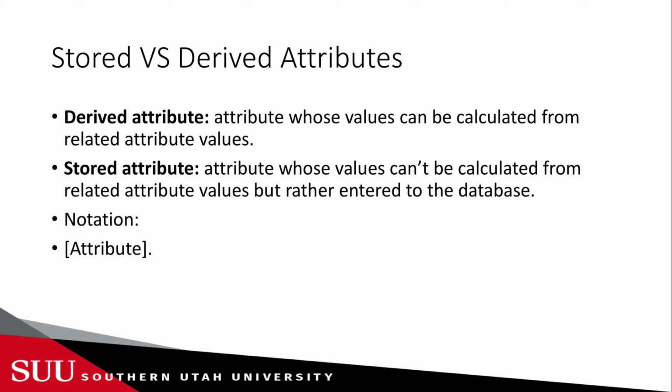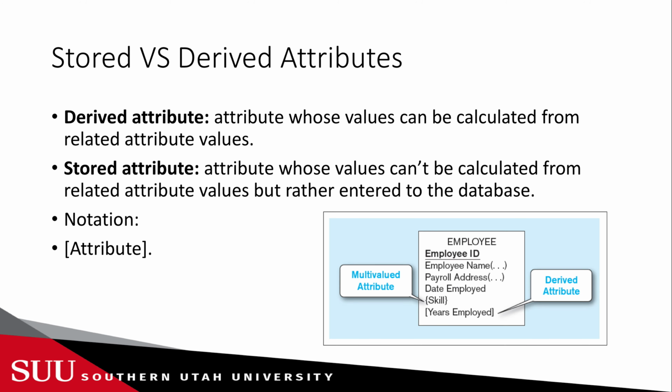Now the notation is going to be square brackets, and whenever we see square brackets, that means this is a derived attribute. And this is an example of a derived attribute, years employed. We will get it from the date employed.